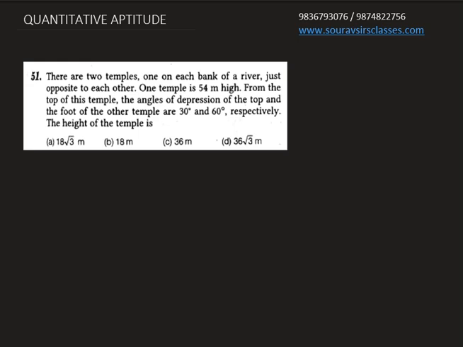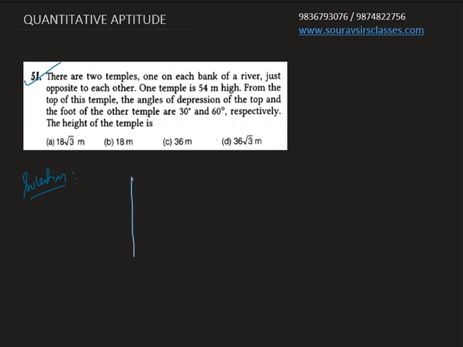Okay, now let's see what is in this question. There are two temples, one on each bank of a river just opposite to each other. One temple is 54-meter high, and from the top of this temple the angles of depression of the top and the foot of the other temple are 30° and 60° respectively. Now we have to find the height of the other temple.